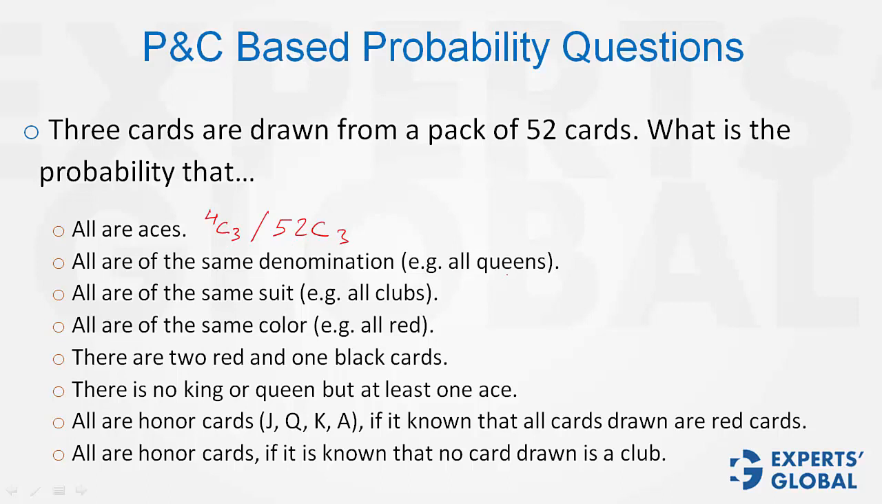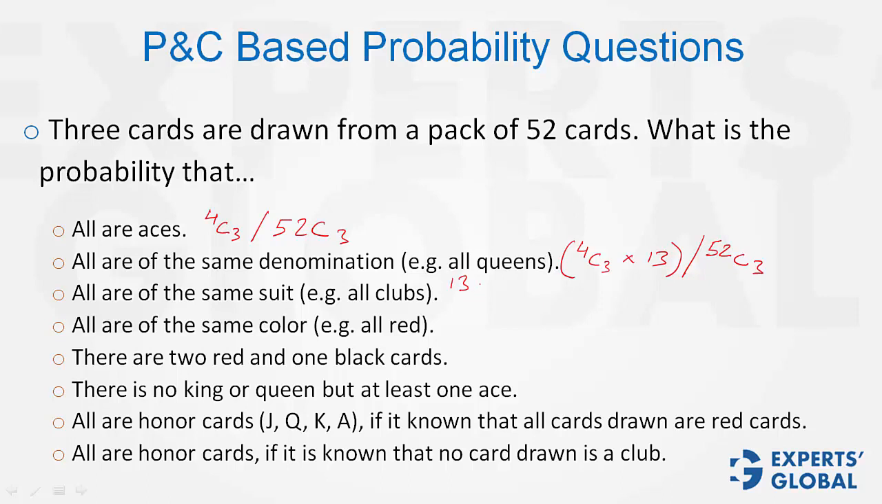To get the second one now, for any one denomination there are 4 cards. Out of 4, 3 can be chosen in 4C3 ways, and there are 13 such denominations. So this represents the number of favorable events. Number of total events remain the same. That is the answer. Look at the third one now.